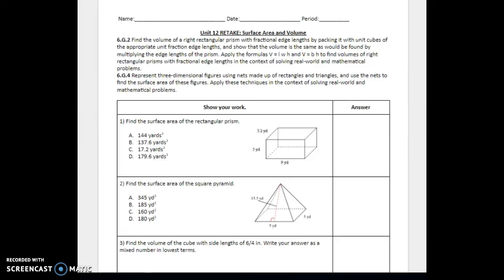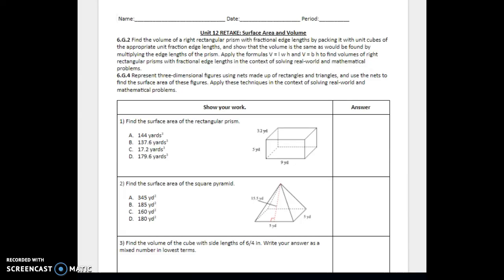Unit 12 retake. Surface area and volume. Question 1. Find the surface area of the rectangular prism. A. 144 square yards. B. 137.6 square yards. C. 17.2 square yards. D. 179.6 square yards.